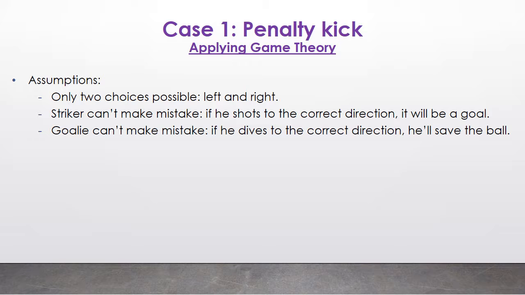To model a penalty kick as a game theory problem, there are a couple of assumptions that need to be made. First, the direction of the kick is strictly limited to left or right only. Second, as a professional player, they won't make any mistake. That is, when the striker shoots, it will definitely go on target. So the only factor that can cause the striker not to score is if the goalkeeper manages to dive in the correct direction. The exact same applies for the goalkeeper as well. They will make a save as long as they dive in the correct direction.